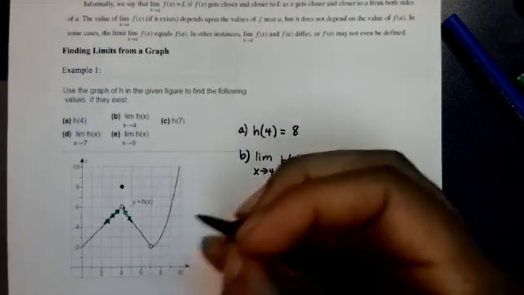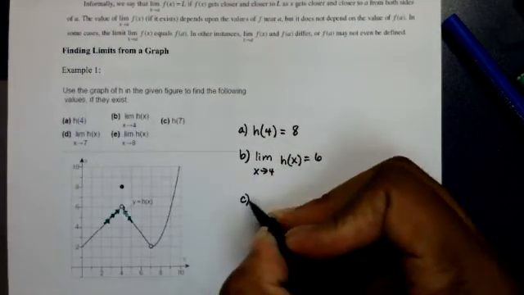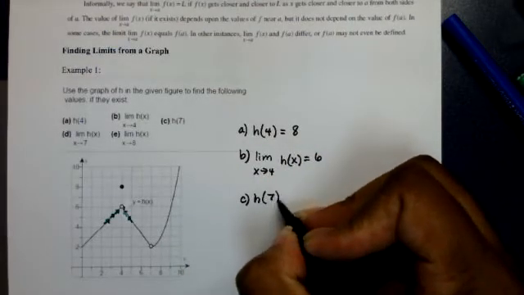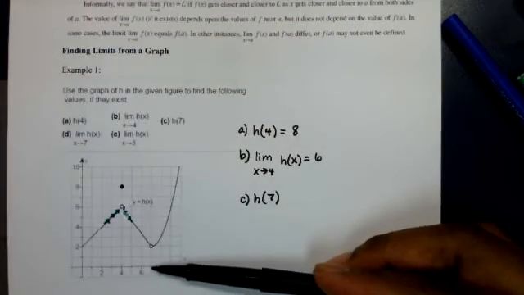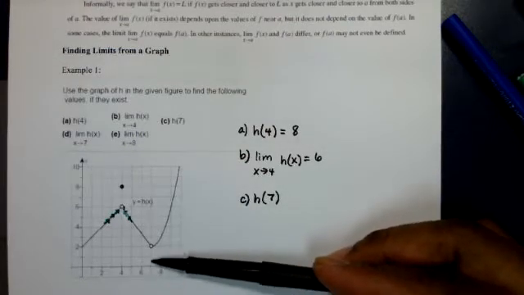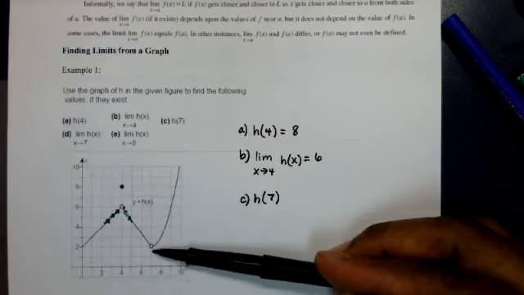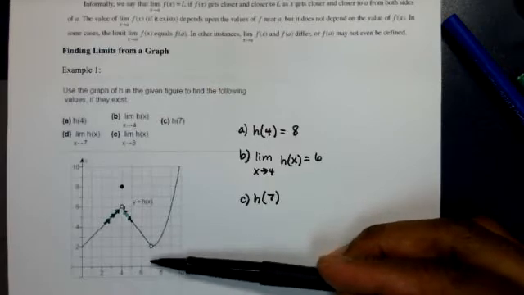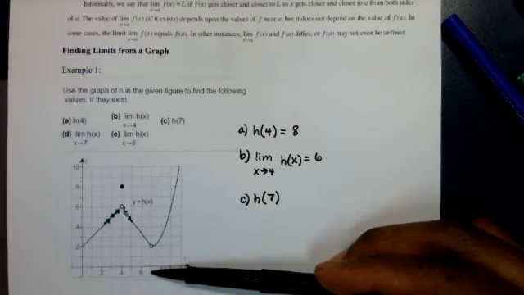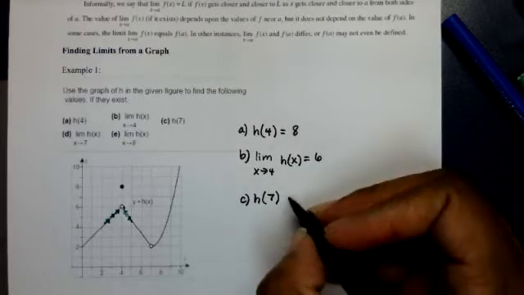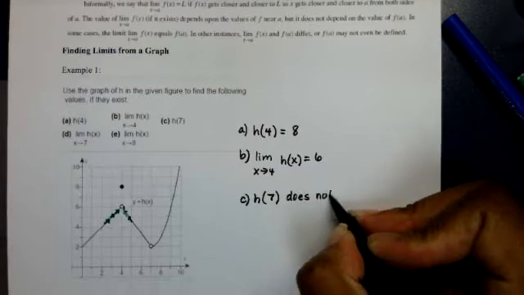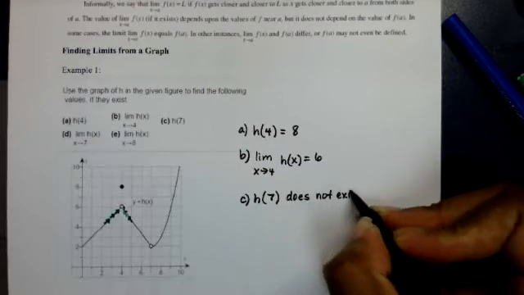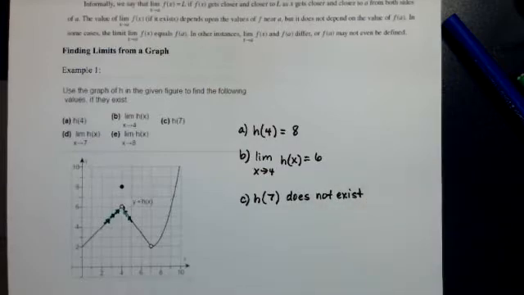All right, now on to part C, h of 7. So here's 7, this is 6, that's got to be 7 right here. Notice that at 7, there's an empty circle there. That means that the value of this function at x equals 7 does not exist. So h of 7, the value does not exist.